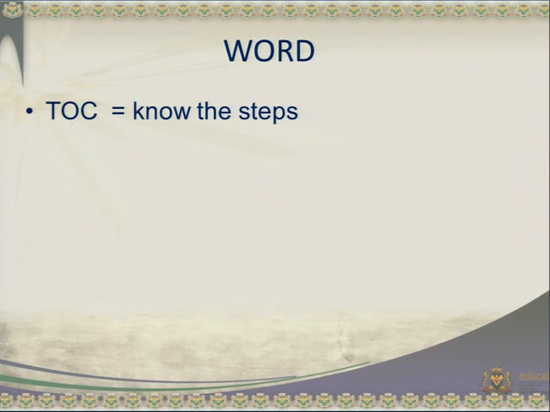First of all, if we look at Word, the first thing that you should know is how to create a table of contents. You must know the steps. You must know that you have to go to references. You must know when and how to change the styles. And that all starts with highlighting.